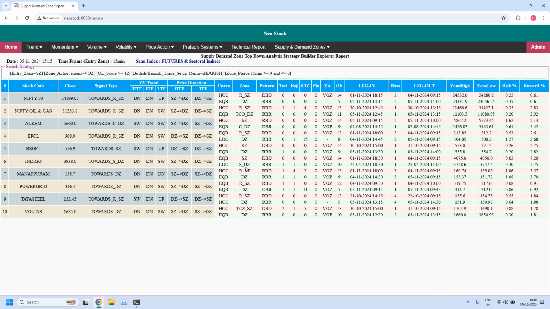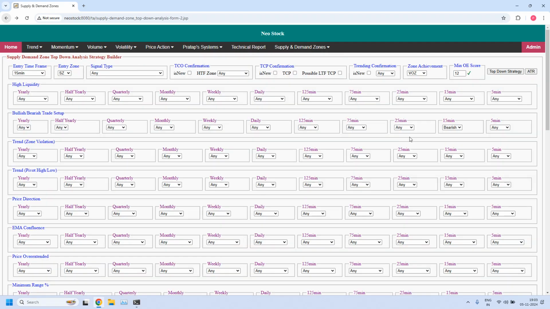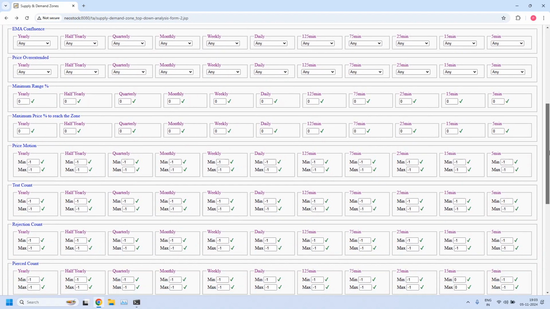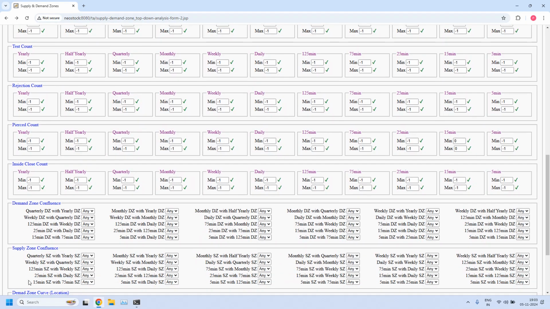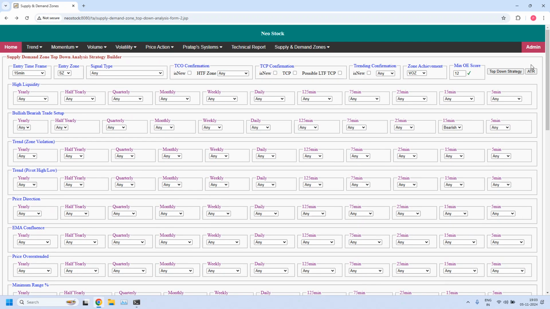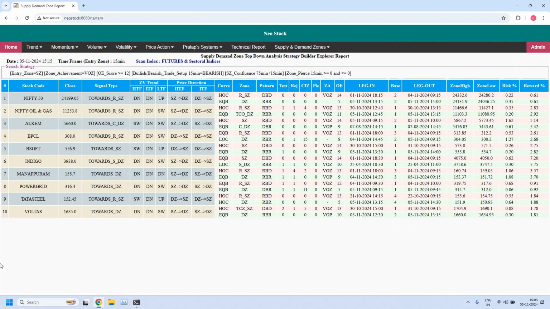Let us identify based on the first filter, LTF and ITF confluence. Supply zone confluence. That is, 15 minute supply zone with 75 minute supply zone confluence filter is enabled. With this filter, out of the 10 stocks, we got all the 10 stocks. That means in all these 10 stocks, the 15 minutes supply zones are part of the 75 minute supply zone. 75 minutes is ITF. 15 minutes is LTF. And the 75 minutes trend is down.